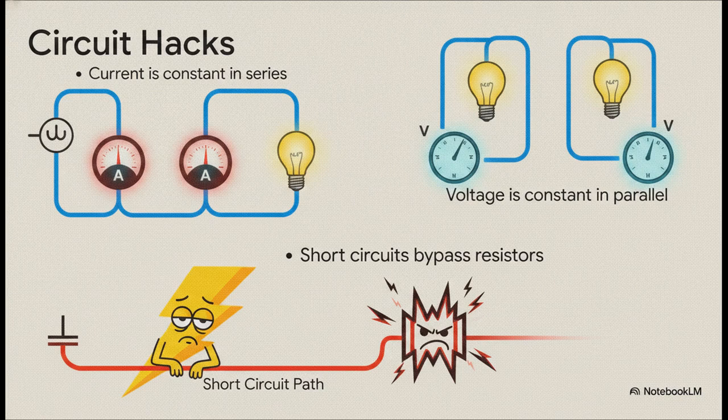So if a question presents a short circuit, meaning a path with 0 resistance, the current will take that path and completely bypass any resistors in its way. All those bypassed resistors, you can just cross them out. They become mathematically totally useless.